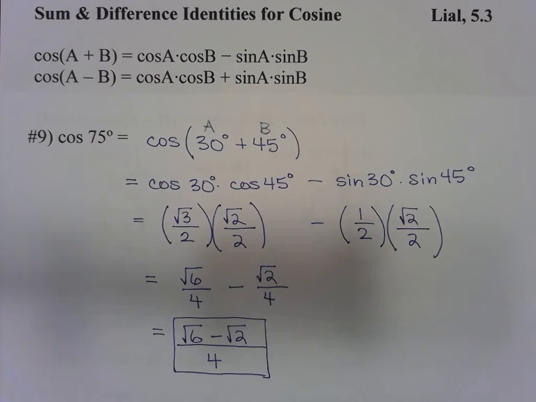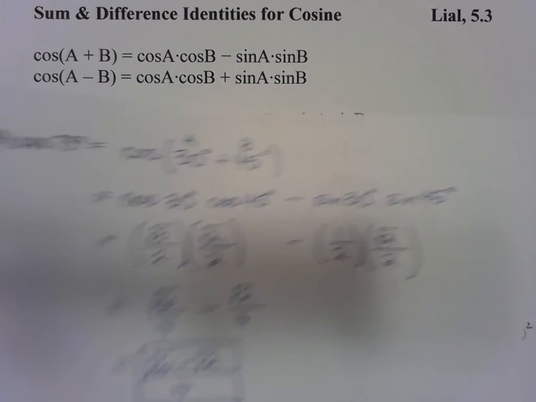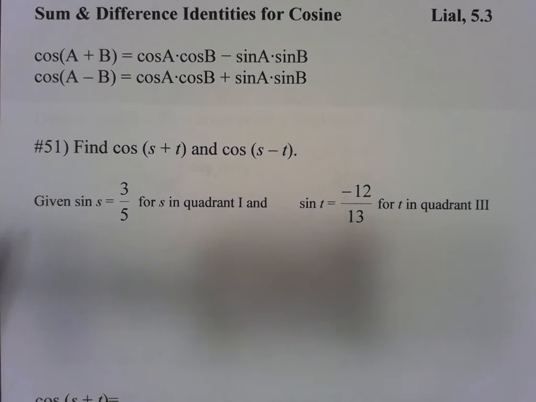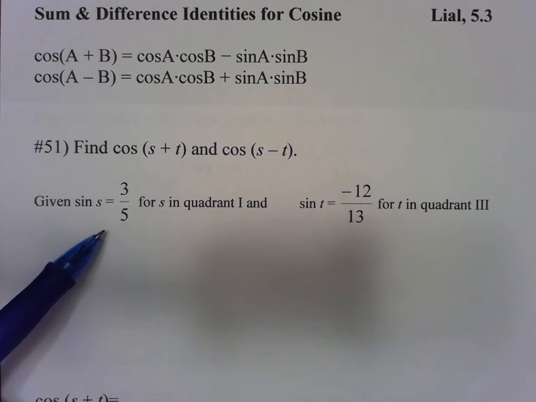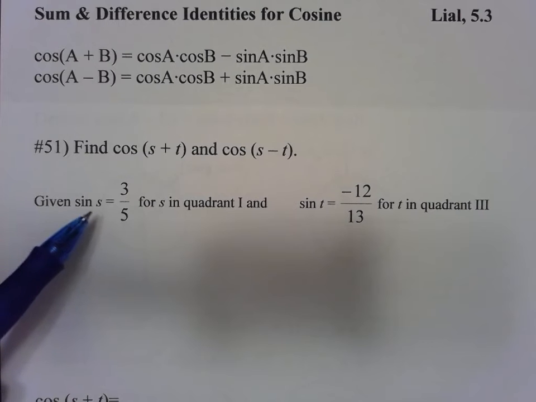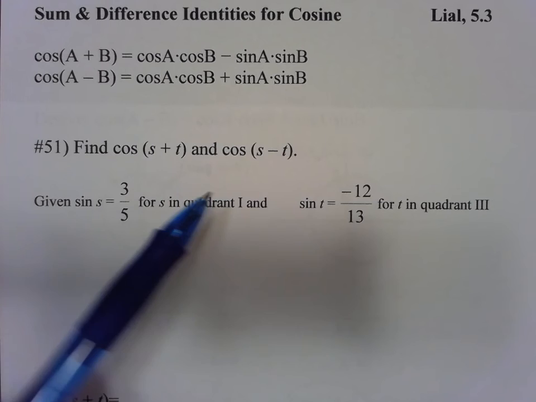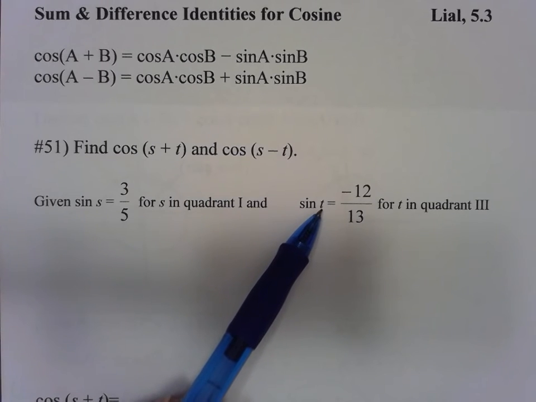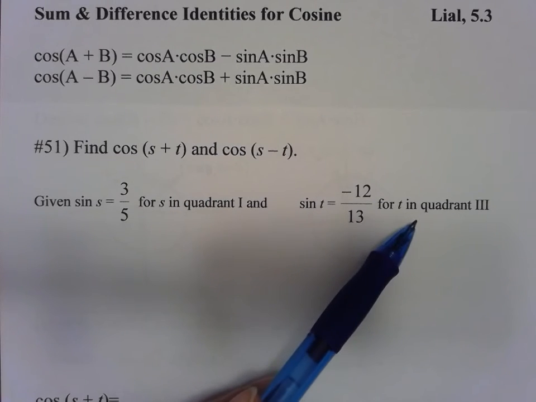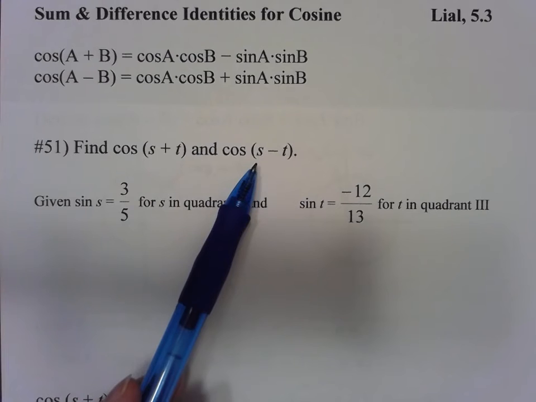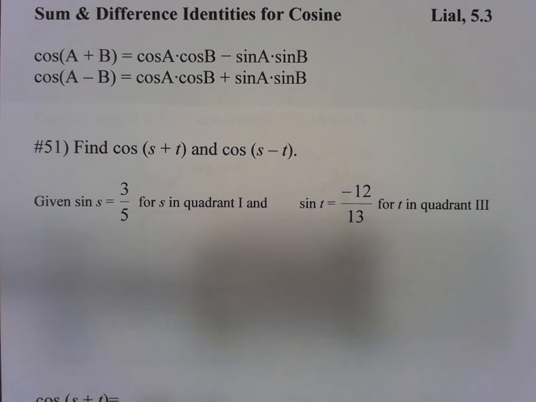All right, one more example for you. This one's a little bit more complicated, but it's the same idea. This time we're given a value for the sine of angle S. We're told that S is in quadrant 1. And we're given the value for the sine of angle T, and we're told that T is in quadrant 3. And we're asked to find the cosine of the sum and the cosine of the difference.